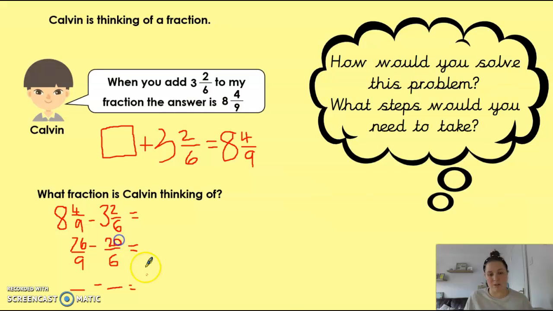Now, I can't just do that calculation because they don't have the same denominator. If I'm finding a common denominator for 9 and 6, what number is in my 6 times table and in my 9? 18. So I'll put 18 as the common denominator, and then work out how I'm going to convert. I can put 18 at the bottom of my answer as well.